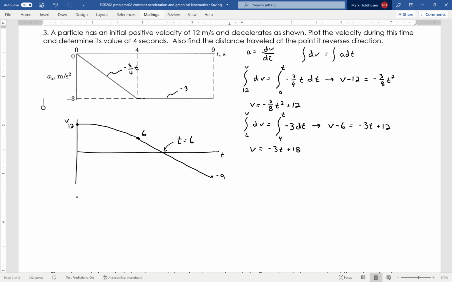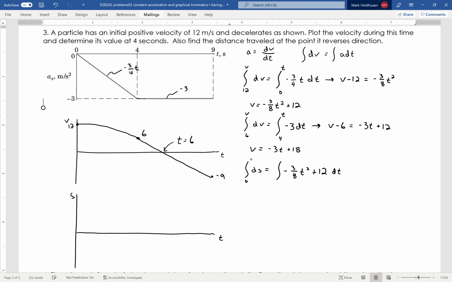I integrate one more time to go to s, right? Because again, v equals ds/dt. So again, I'm going to integrate ds this time, and I'm going to integrate v dt, where v initially is negative 3/8 t squared plus 12, like so. And then that'll be dt out in front of that, okay?